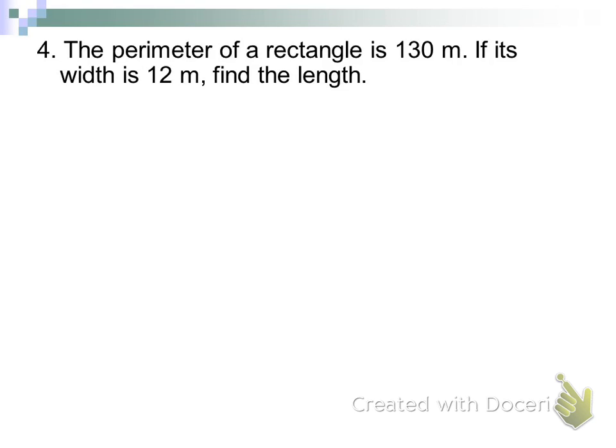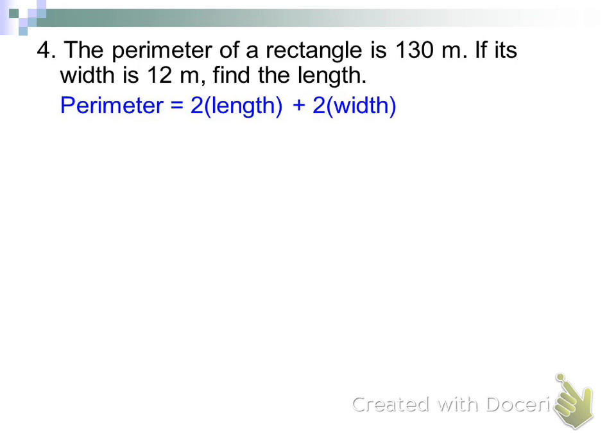Let's move on. All right, number 4. The perimeter of a rectangle. So you had one on your homework last night, right? That was the perimeter of a square. So you could do n plus n plus n plus n because they're all the same in a square. That's not going to work here because we have a rectangle. But same general idea, slightly different. The perimeter of a rectangle is 130 meters. If its width is 12 meters, find the length.